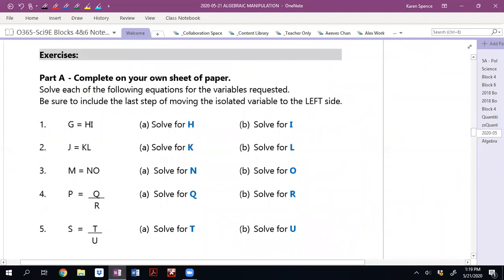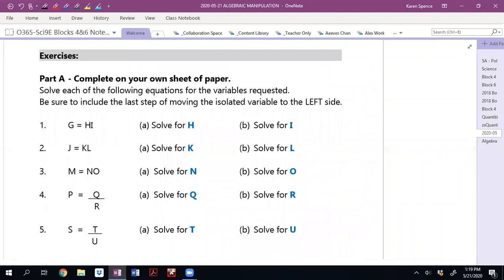Part A of the exercises you are going to complete on your own sheet of paper, or you can do it in this document. I don't care because I'm not going to be marking this part. The reason I'm not going to be marking this part is because all the answers are worked out and shown to you. Okay, this is for practice. I want you to get good at it.